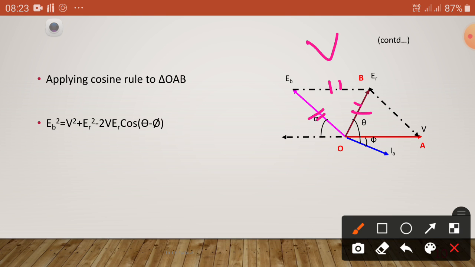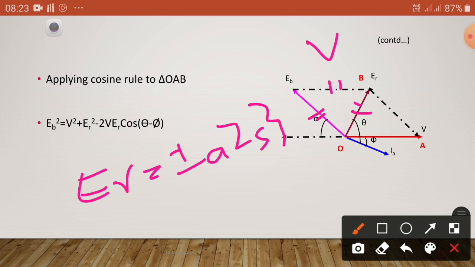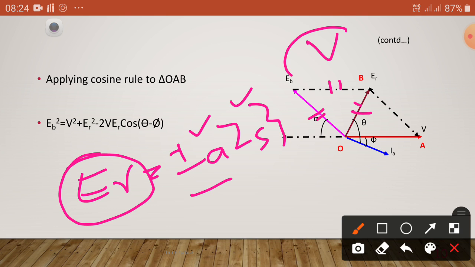ER I can know, because what is the ER? ER is equal to IA ZS. ZS is the synchronous impedance, IA is the armature current. If you know the armature current and the synchronous impedance, I can find the ER. And from the input voltage I know the V. From ER and V I am going to find the back EMF induced in the stator, using the cosine rule.